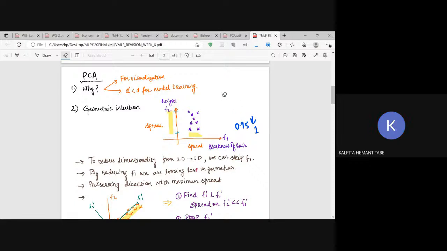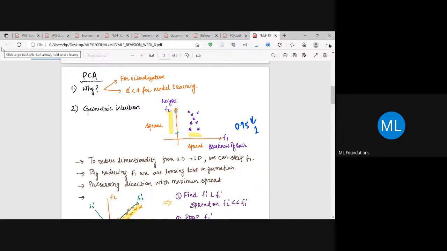So can you please repeat? Okay, I'll repeat it. We have a data set. The data set consists of 1,000 data points, and each data point has two features. One feature is the blackness of the hair, meaning how gray or how black his hair is, and the other is the height of the people.